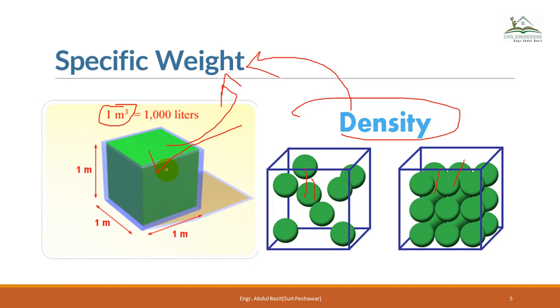And another thing, the basic unit for measurement of liquid is liters. So 1 meter cube is equal to 1000 liters. This should be kept in mind as well.